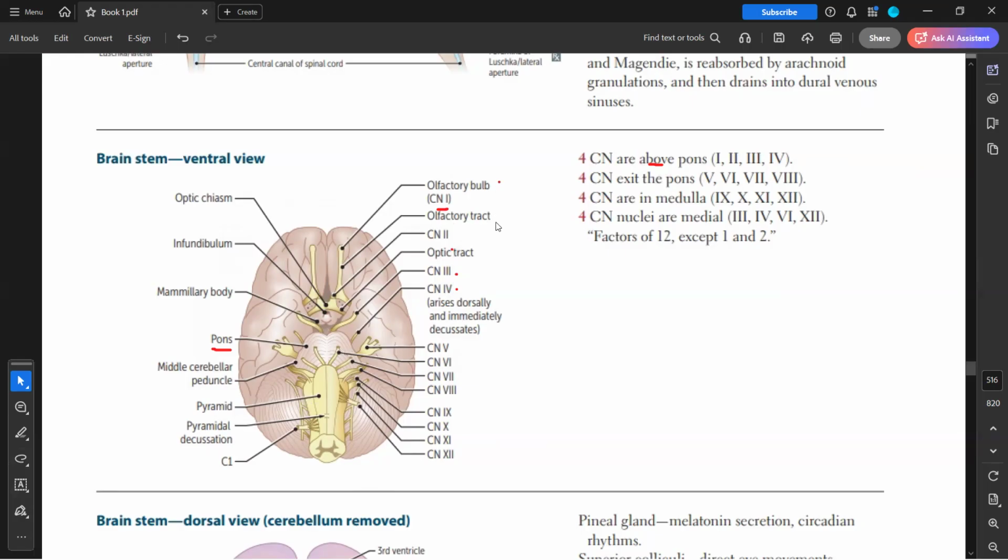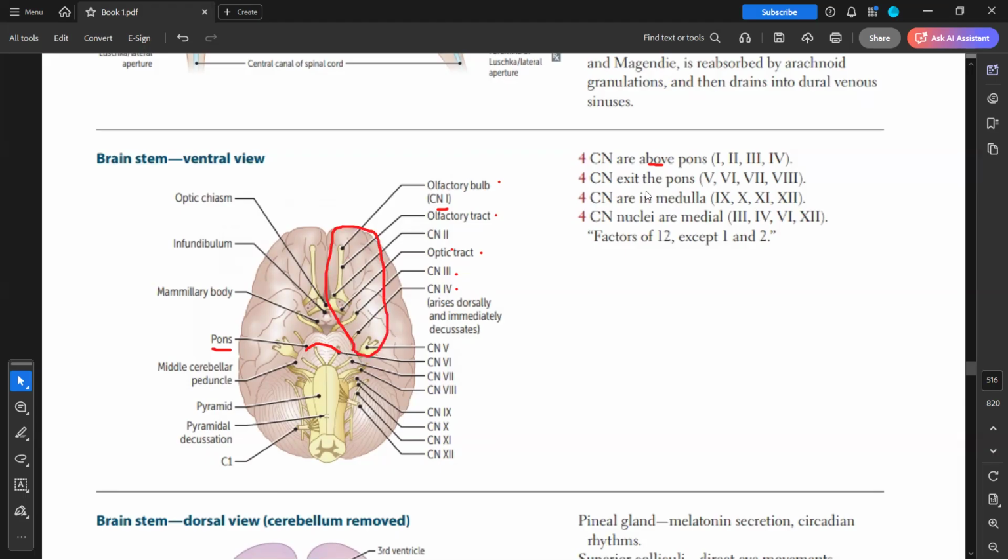Olfactory bulb, olfactory tract, optic tract, and the fourth arises dorsally. So look at this, 1, 2, 3, and the fourth one is here, and the pons is right here. So all the four nerves are above the pons.